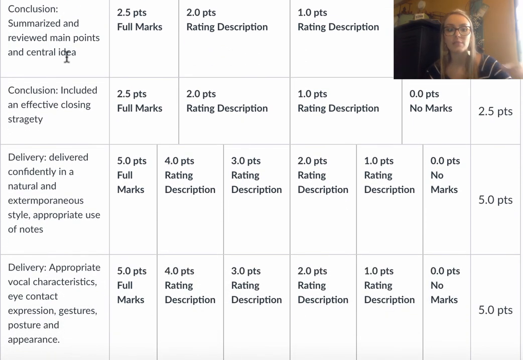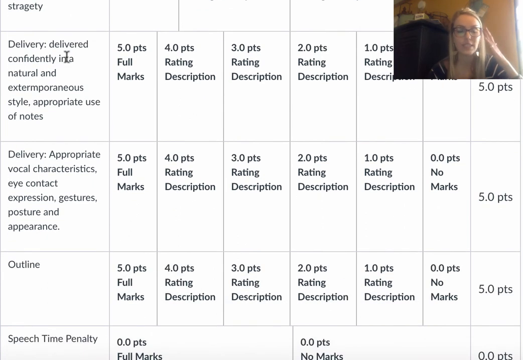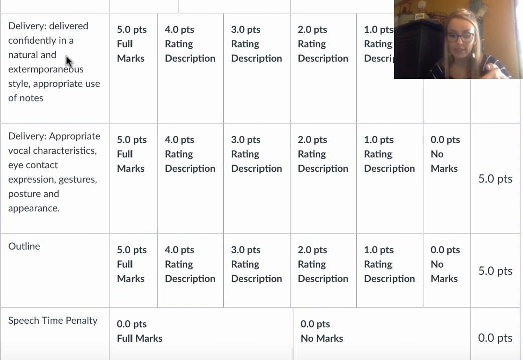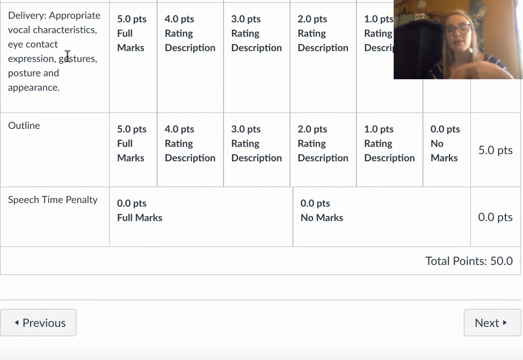In our conclusion, did we summarize, reiterate the central idea, and close well with an effective strategy? Did we find a balance between eye contact and use of notes, focusing on our audience the majority of the time, glancing quickly down at notes to stay on track? Lastly, guys, with delivery, we want to have some vocal variation and vocal characteristics. This can be strategic pauses. It might be speeding up for excitement and increasing your volume, maybe a higher pitch for excited things, slowing down for logistics, slowing down to tell a story. Use your voice to your advantage.